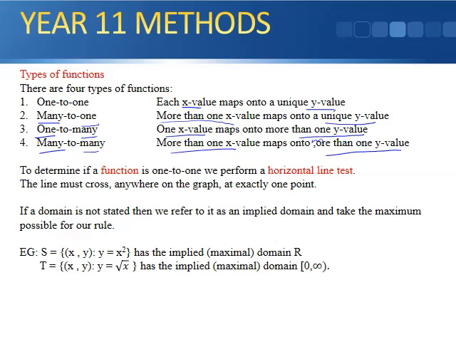To determine if a function is one-to-one, we perform a horizontal line test, and that's all it is. Vertical line test for the relation and horizontal line test for one-to-one. The line must cross anywhere on the graph at exactly one point.